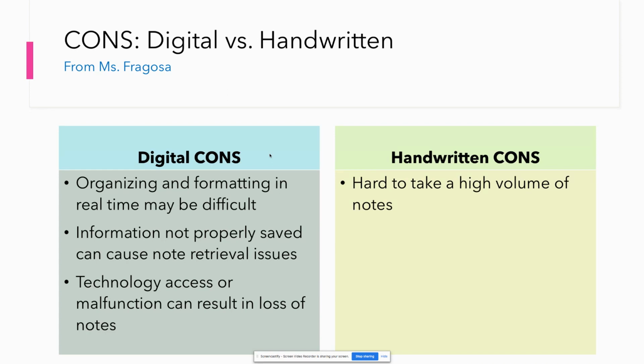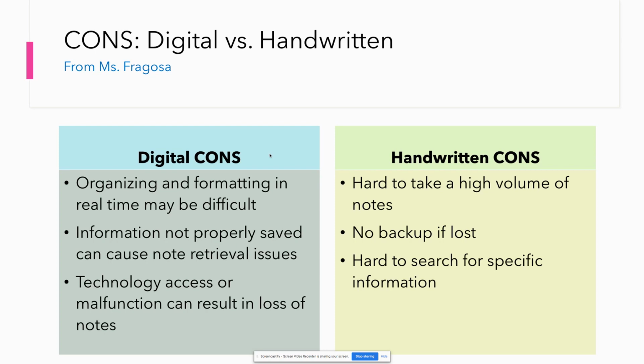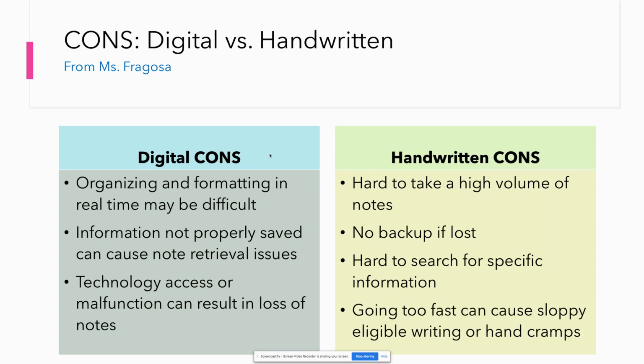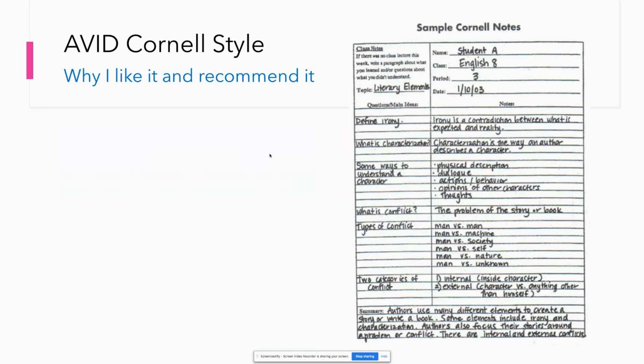So some cons for handwritten: it is harder to take a lot of notes using just your hand. If you lose it, there is no backup. It's one of a kind. And it is harder to search for specific information. There's no Command F key in your notebook. And then also going too fast can cause sloppy, illegible writing that you can't read and therefore are useless to you, or you can develop hand cramps or carpal tunnel, which are both not recommended.